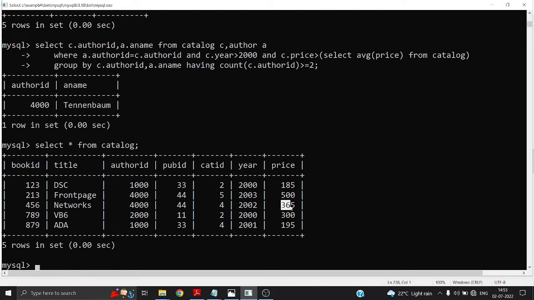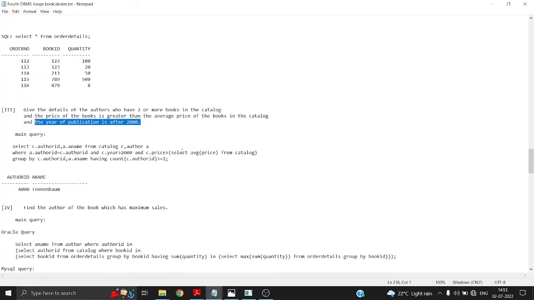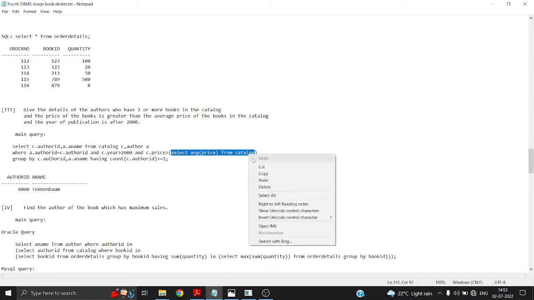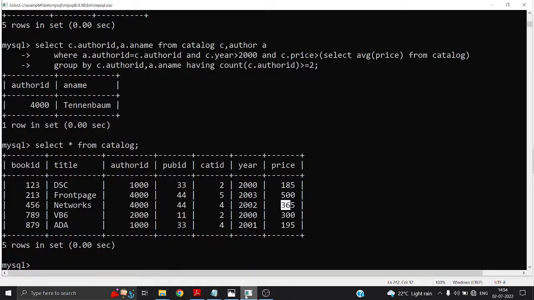Now we know the prices, but we need to know what the average price of the textbooks available in the catalog is. So first we need to get the information about that. What is the average price of the textbooks that are available in the catalog? Now I will show you the execution of the query part by part so that you can get a better idea.